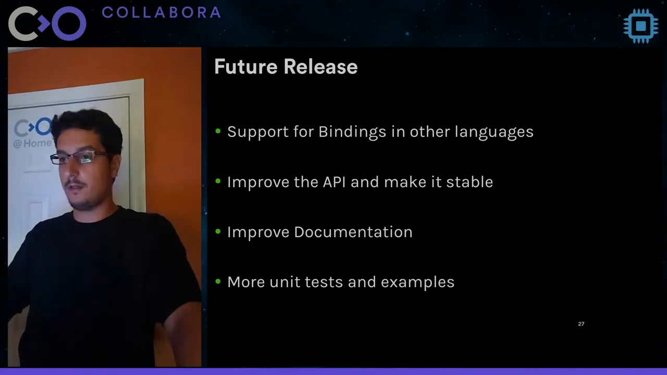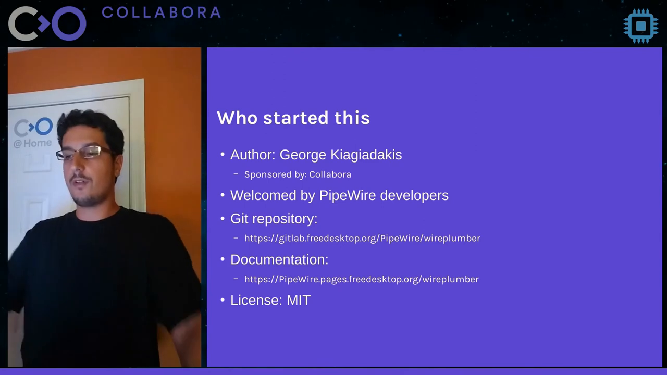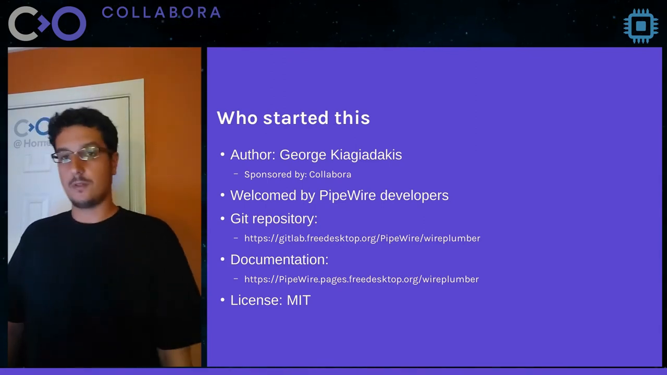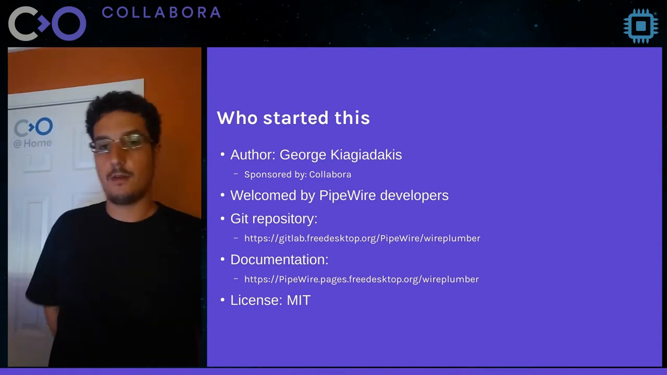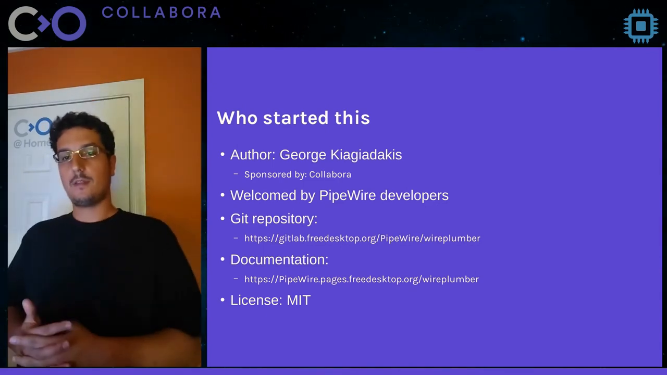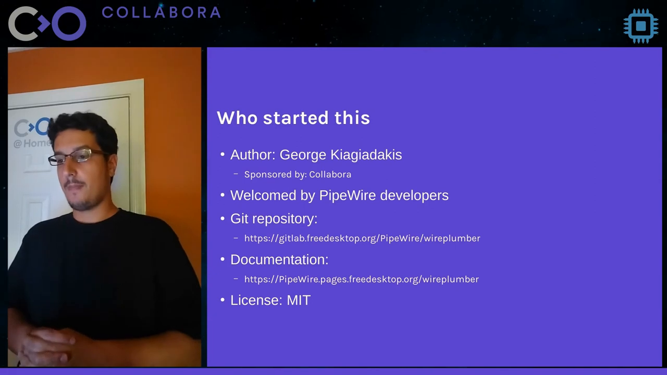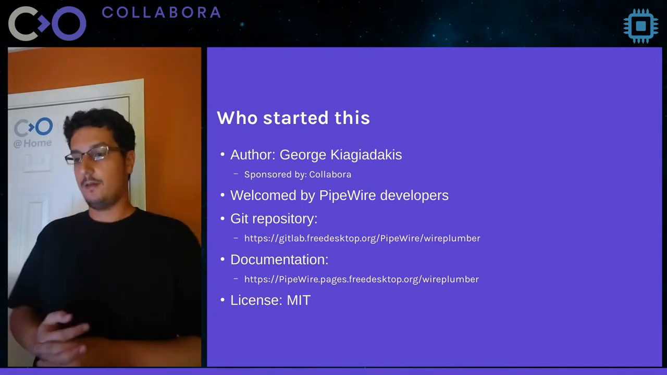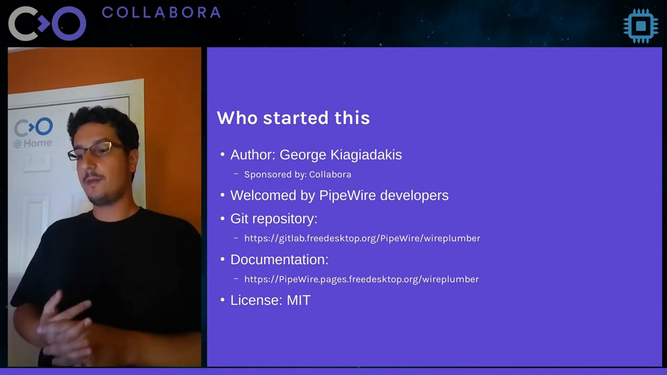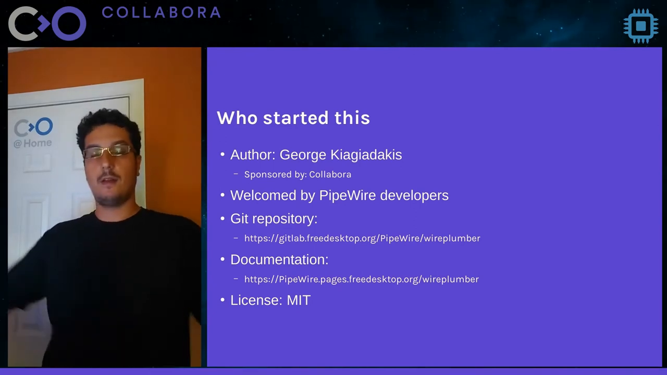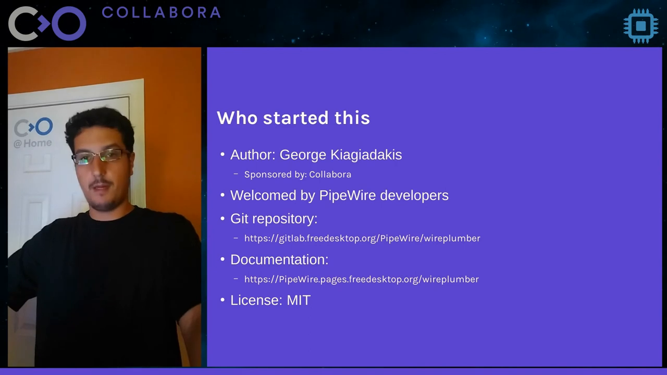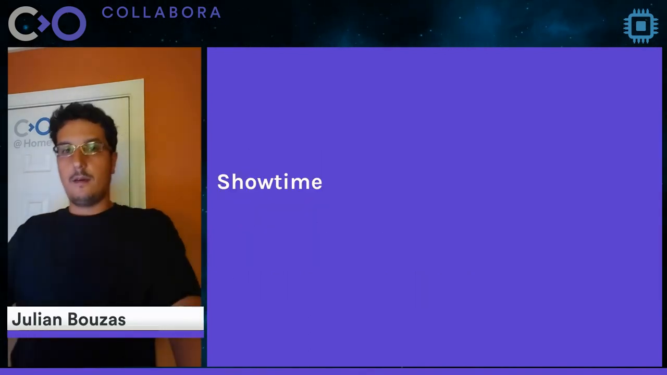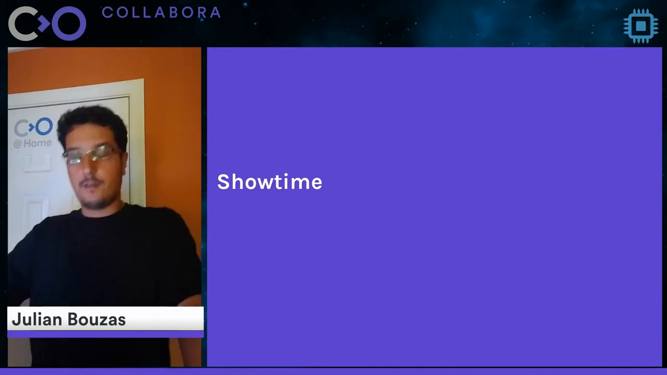So who started this project? The owner of the project is George, who's working at Collabora. The WirePlumber project is sponsored by Collabora. It's welcomed by PipeWire developers. You can find the Git repository and documentation there if you want to know more, and the license is the same as PipeWire, it's MIT. And that's it for this talk.